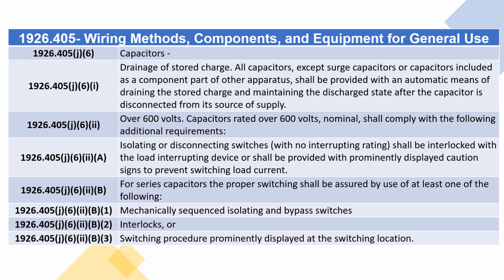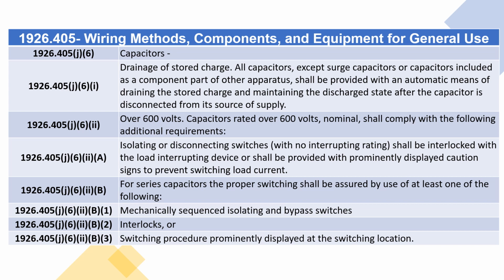1926.405 J6 Capacitors. 1926.405 J6 Drainage of stored charge. All capacitors, except surge capacitors or capacitors included as a component part of other apparatus, shall be provided with an automatic means of draining the stored charge and maintaining the discharged state after the capacitor is disconnected from its source of supply.